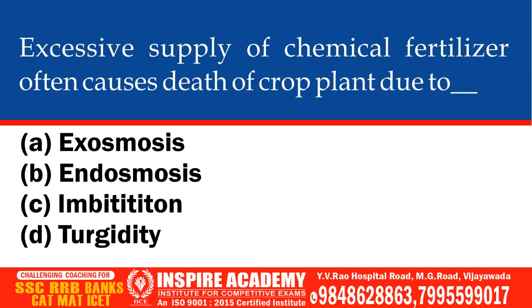Excessive supply of chemical fertilizer often causes death of crop plant due to exosmosis, endosmosis, imbibition, turgidity. And the correct option is exosmosis.